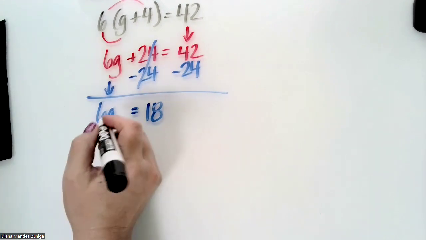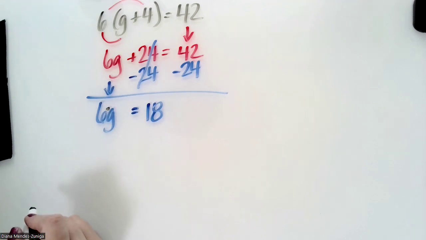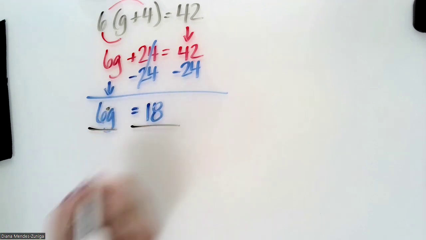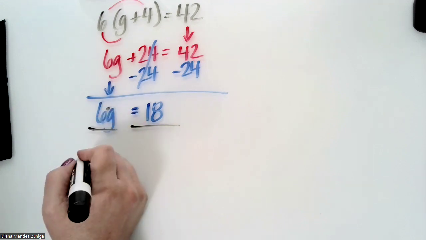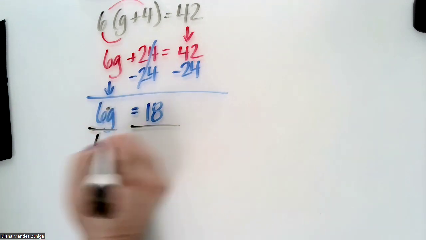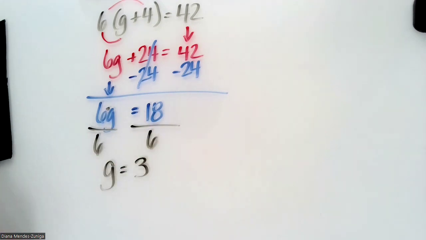And then we're going to go ahead and do our last step. Now this is 6 times G, right? So we know that we have to do the opposite, which is division. And we're going to divide both sides by the number that's attached to the variable, and that is going to be a 6. We end up with G equals 3. Okay, that is a typical multi-step equation.